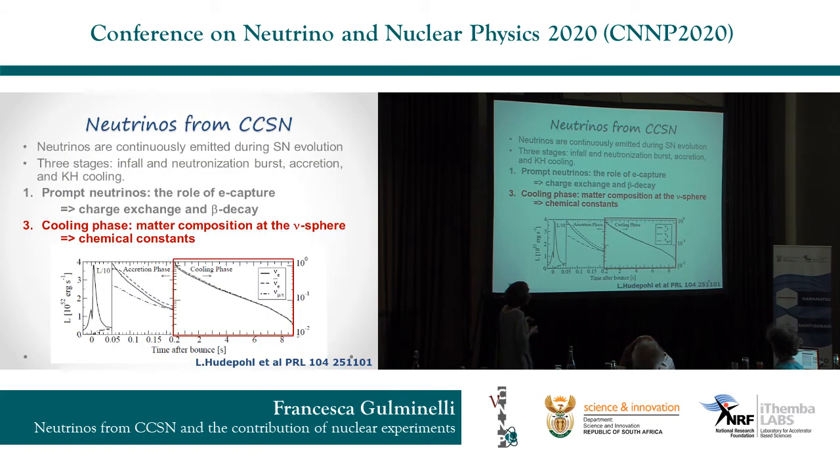Okay, so this was my first point, and then I go to my second point, which is the last phase of the neutrino emission from the supernova. This is the cooling of the proto-neutron star, and there the key physical input that determines this emission is the matter composition of the neutrinosphere. The kind of experimental program that can be done, and is already starting to be done, to settle this is the measurement of chemical constants.